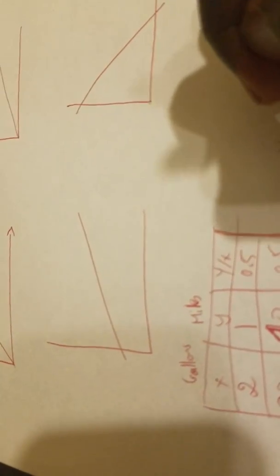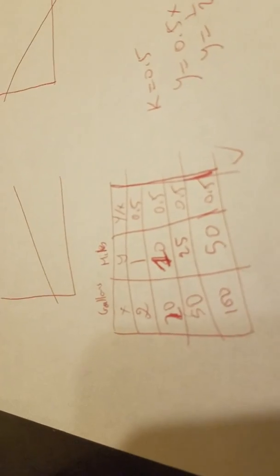The k in this case is 0.5, and y is going to be 0.5x, or I can write it as half of x. And if you look closely, that's true, because half of 2 is 1, half of 20 is 10, half of 50 is 25, half of 100 is 50. So this is the rule. This is what I want to see in the test. I hope that everything is clear.